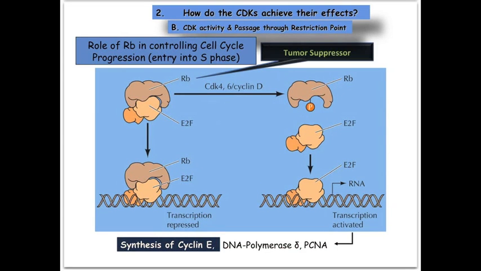Mutations that inactivate RB render E2F constitutively active, and under these conditions, the cell will progress into the S phase much more easily. And this is one of the conditions that favors the development of tumors. Therefore, RB has been called a tumor suppressor because its inactivation renders the cell more prone to form a tumor.